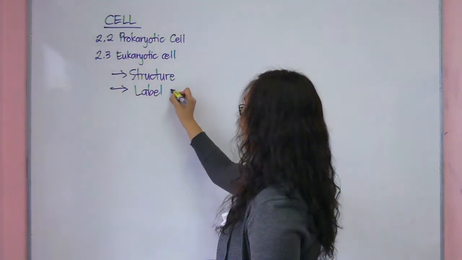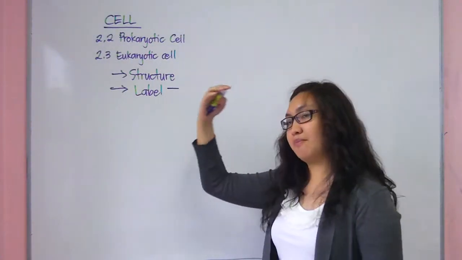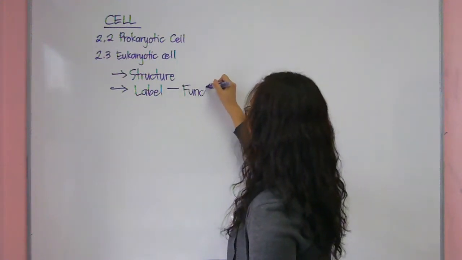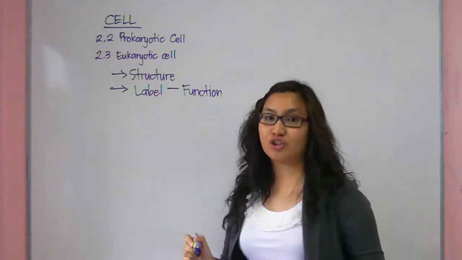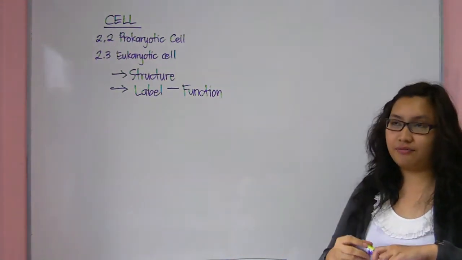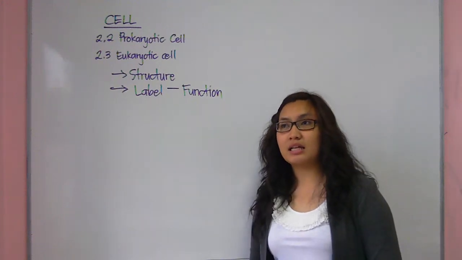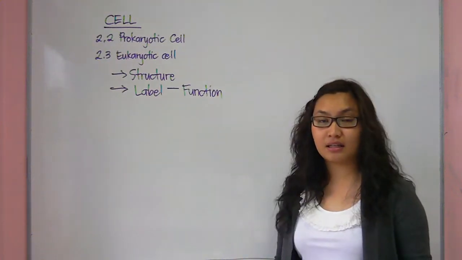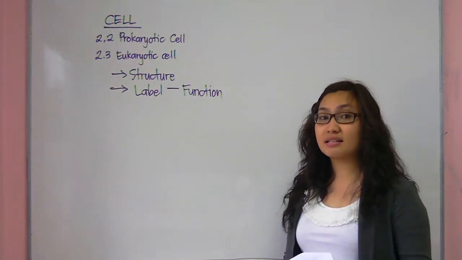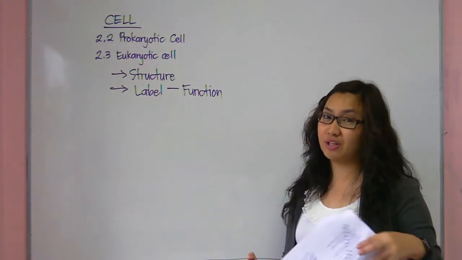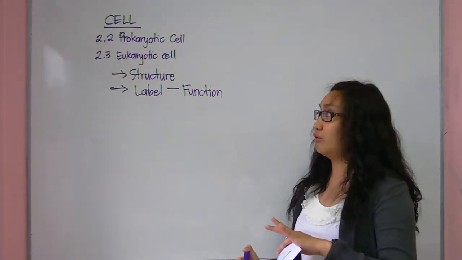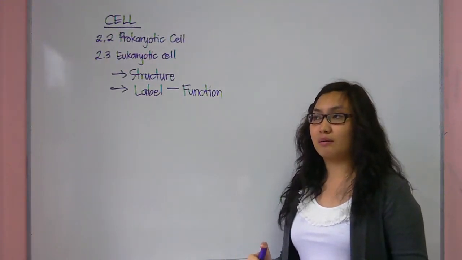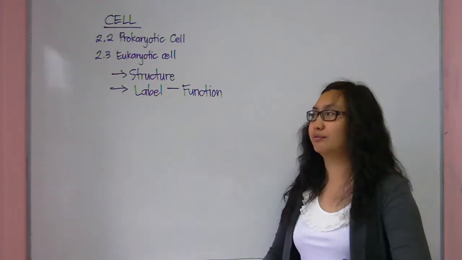Once the students have been able to label the structures, they should also know the function of each structure. For example, there is a difference between the cell wall in prokaryotic cells and the cell wall in plant cells. In plant cells, cell walls are used to provide a rigid structure, but in prokaryotic cells, the cell walls are used for protection.